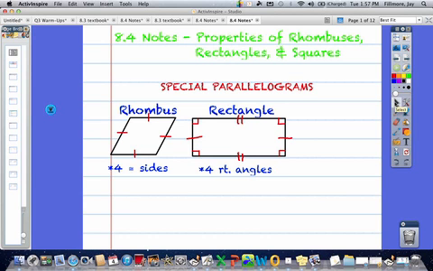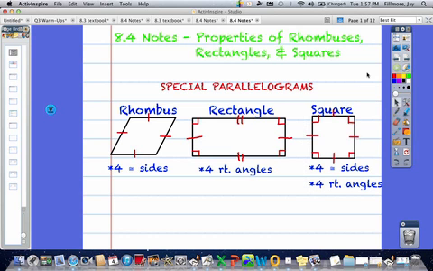And I like to say that if a rhombus and a rectangle had a child, that child would be a square. Because a square has properties of both. It has four congruent sides like a rhombus and four right angles like a rectangle. So a square is a special type of rhombus. A square is also a special type of rectangle. So a square is actually both a rhombus and a rectangle and a parallelogram. So it's the most special of them all.